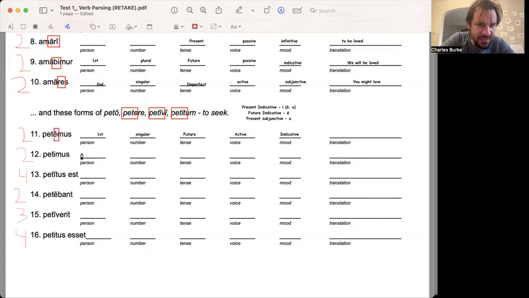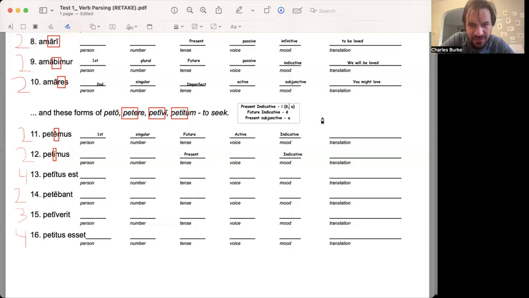Petimus. The thing I'm looking at, the only thing to look at, is that I as its vowel. This tells me it's from peto, petis, petit, petimus, petitus, petunt. That tells me it is present indicative. The idea is before the endings, that short E shortened further to an I. Present indicative.